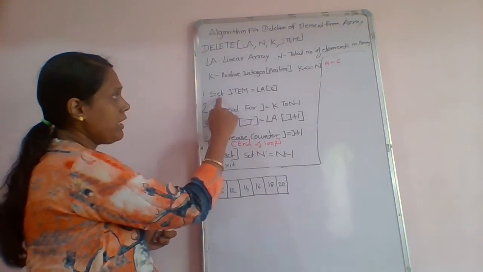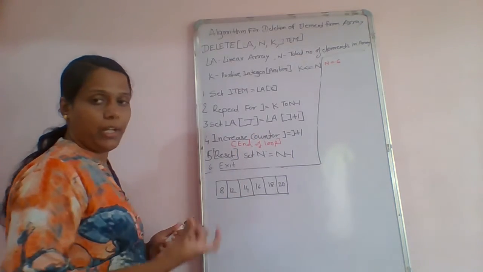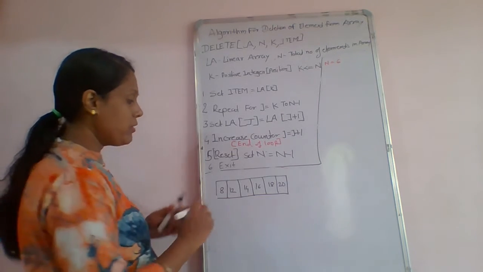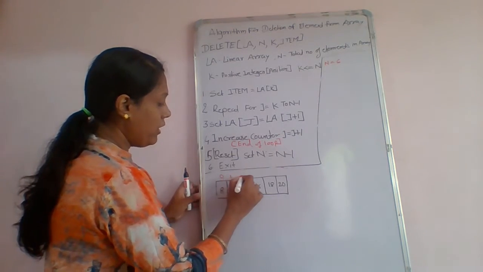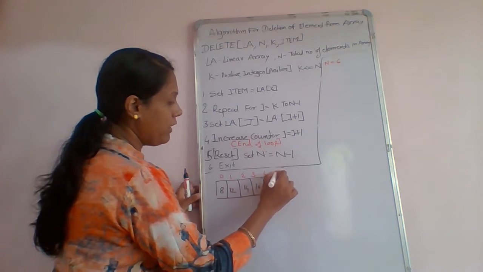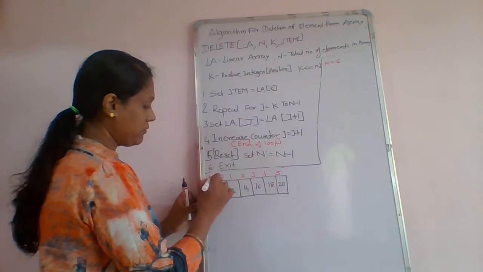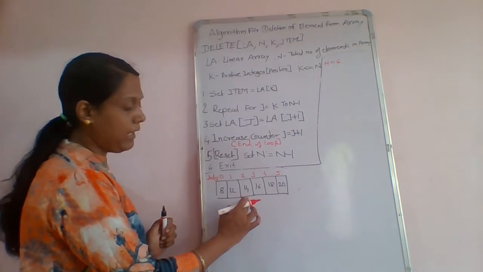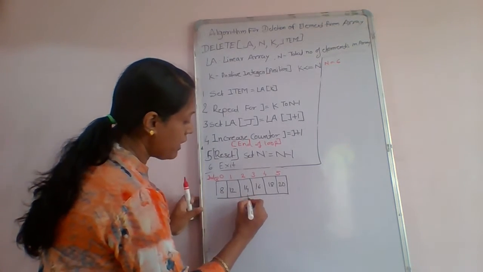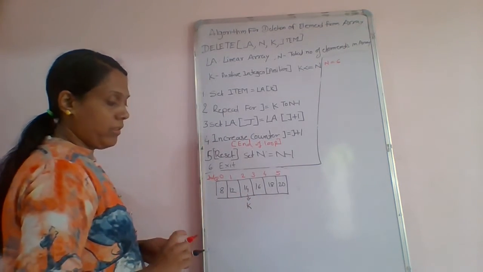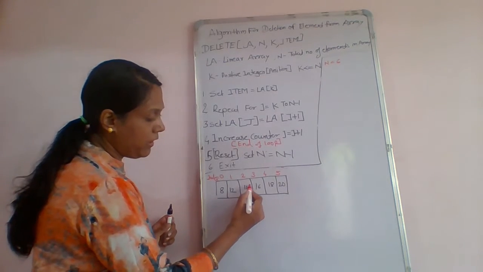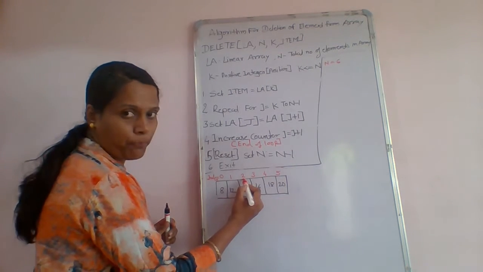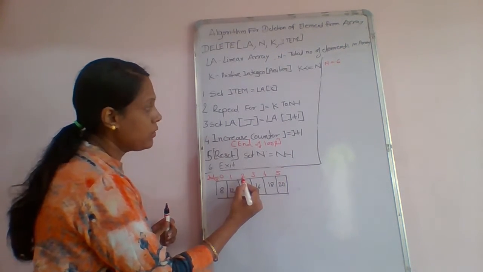Now set item equals LA of K. Which item do you want to delete from the array? That location you have to set as K. Now suppose we give the index as 0, 1, 2, 3, 4 and 5. These are the index of the array. Now suppose we want to delete the 14 from the array. So we give this as K. So LA of K is the 14. That 14 we want to delete, and that 14 is located at location 2. The index value of the 14 is 2.